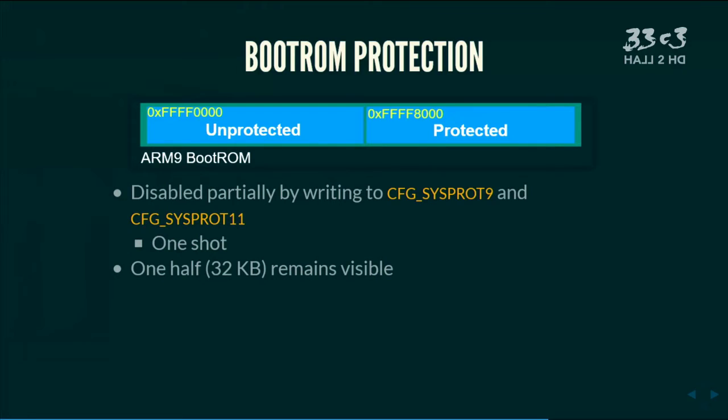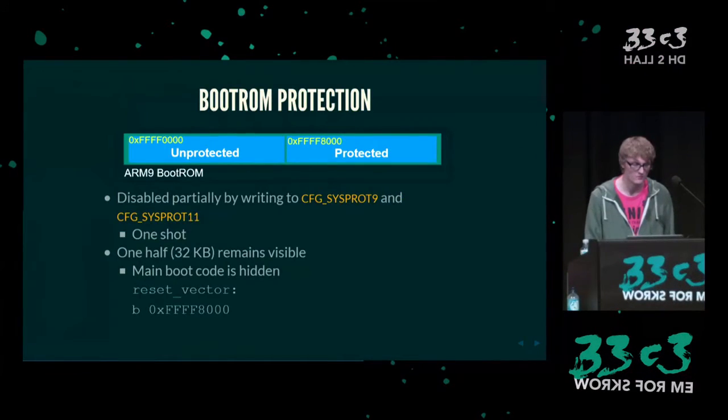You can dump the unprotected part by taking over ARM9 from firmware, but you can never see the protected part. And they were really clever: they put all the interesting code in the protected part. If you look at the reset vector, it jumps directly to the protected part of the boot ROM. So you can't really figure out what is going on when the 3DS is starting up. But what you can do is look at the code from the unprotected boot ROM, and who knows, maybe we can find a bug.